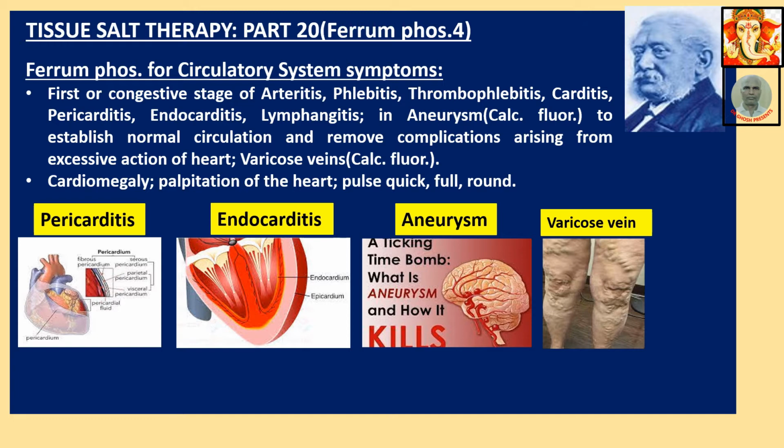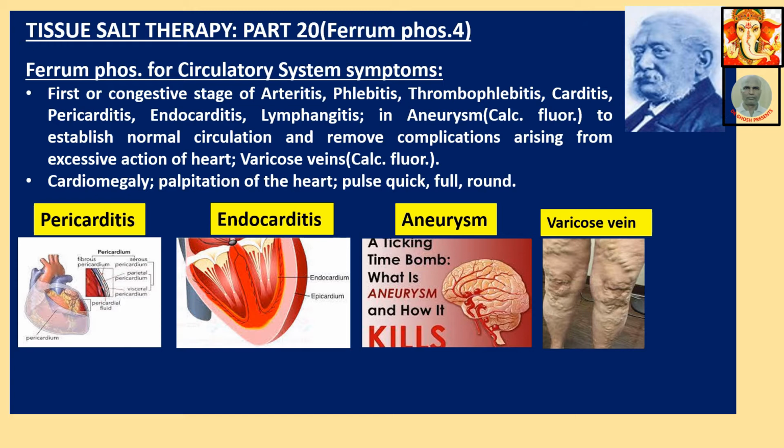Arising of excessive heart action, varicose vein, that is when the veins are swollen and tortuous, a very painful disease. Calcarea fluor also comes here. Cardiomegaly, that is when the heart is enlarged. Palpitation of the heart, quick pulse, full and round.